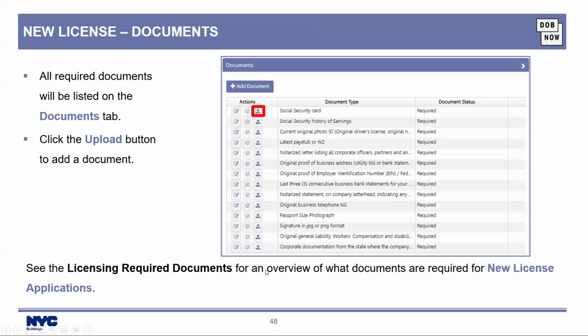The next tab is the Documents tab. All required documents will be listed on this tab. For each one, you're going to need to click the Upload button to add a document. Now, this is actually more documents than will be needed for filing representative licenses, but the same concept applies. Enter everything that shows up here.